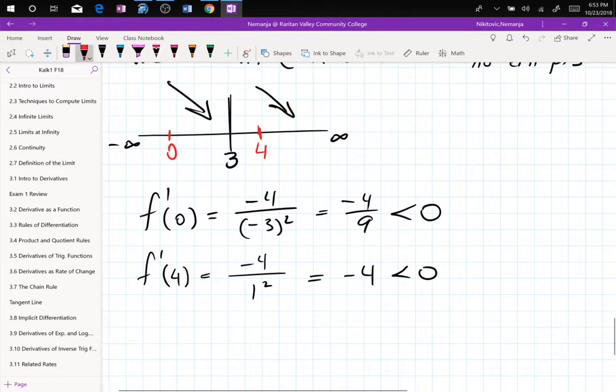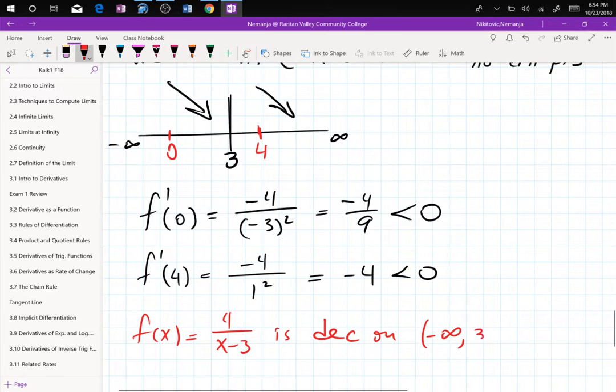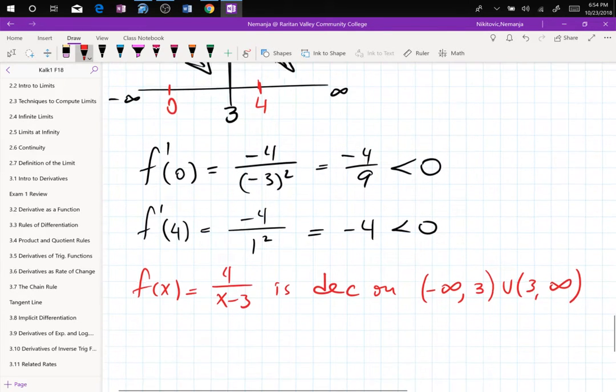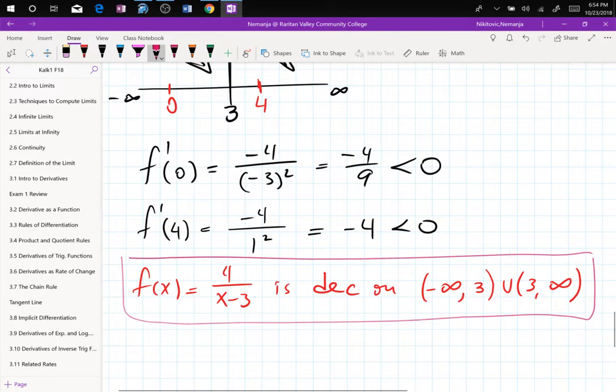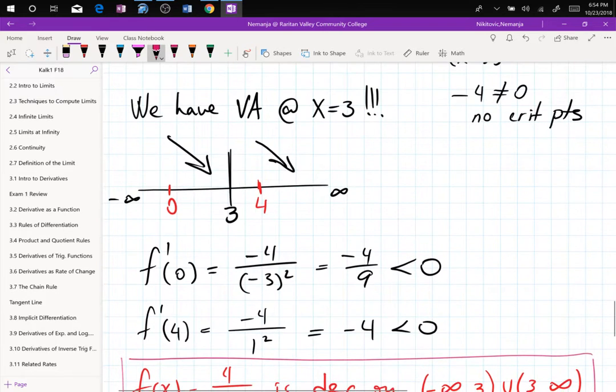So all we have is that f of x equals 4 over x minus 3 is decreasing on negative infinity to 3 union 3 to positive infinity. It's decreasing everywhere. That's the answer. Now you writing this is what scores you 2 points for the final. Everything before that is partial credit.